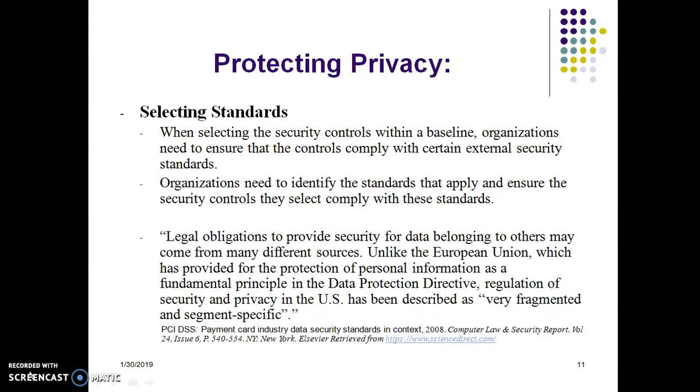Selecting standards. When selecting the security controls within a baseline, organizations need to ensure that the controls comply with certain external security standards. Organizations need to identify the standards that apply and ensure the security controls they select comply with the standards. Legal obligations to provide security for data belonging to others may come from many different sources. Unlike the European Union, which has provided for the protection of personal information as a fundamental principle in the Data Protection Directive, regulation of security and privacy in the US has been described as very fragmented and segment-specific.